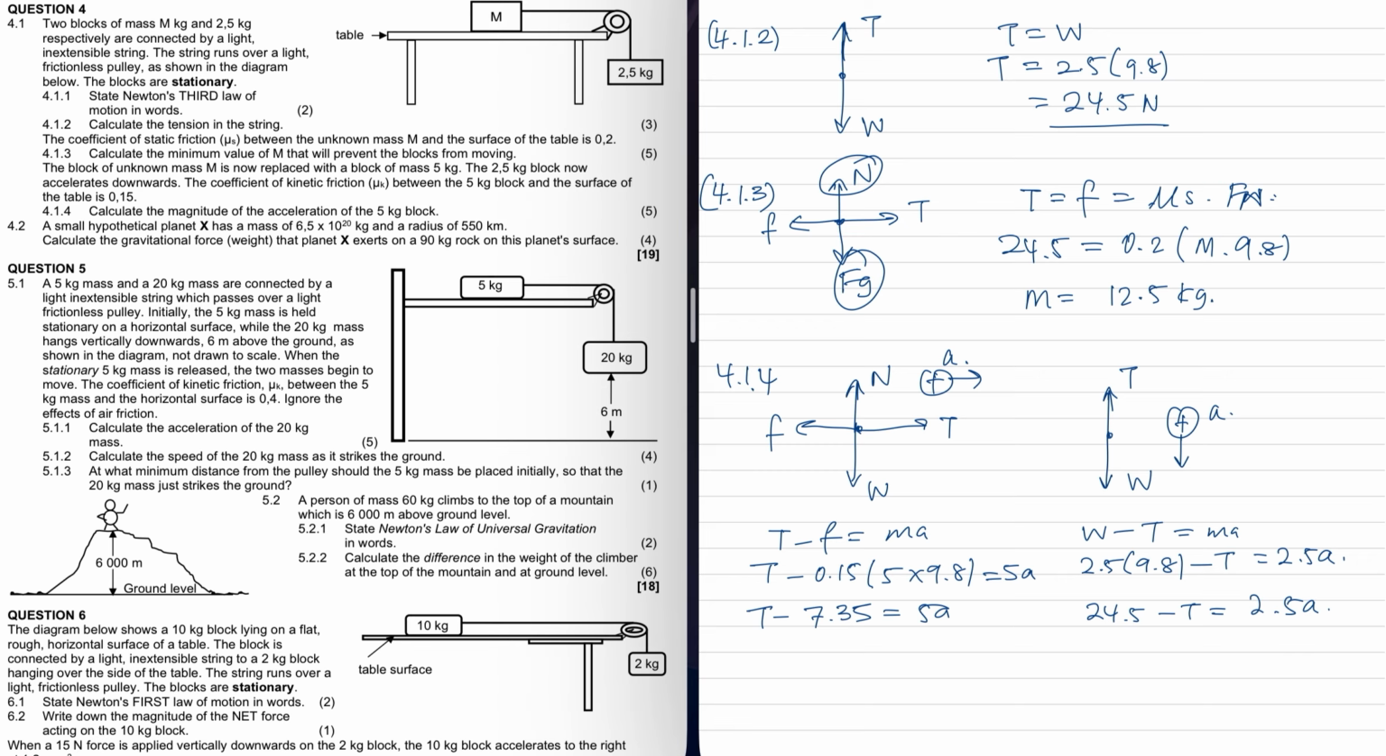Now let's solve in terms of T. Let's say that T is equal to 5a plus 7.35. And here we can say that 24.5 minus 2.5a is equal to T. Since T is the same, we can equate these. We can say that 5a plus 7.35 is equal to 24.5 minus 2.5a. We can solve for a, which is equal to 2.29 meters per second squared. They just asked for the magnitude, so the direction is not needed.